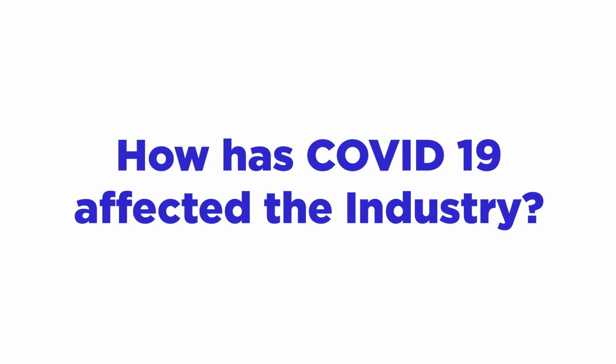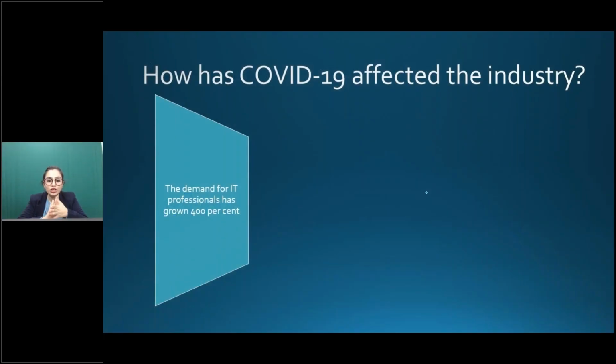Understand that the demand for IT professionals has grown 400%. Because everything is working online, because people want all the products sitting at their home, and there are multiple things they want online only, everything is going online. So because of that, you can see here the demand for IT professionals has increased, multiplied by 400%.